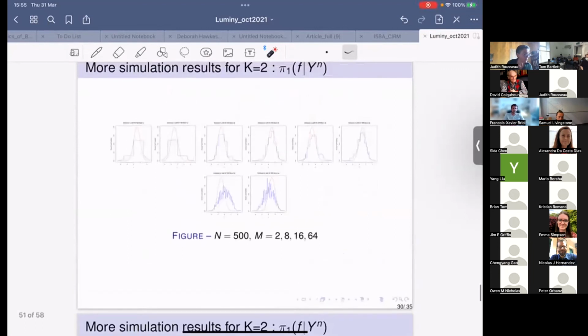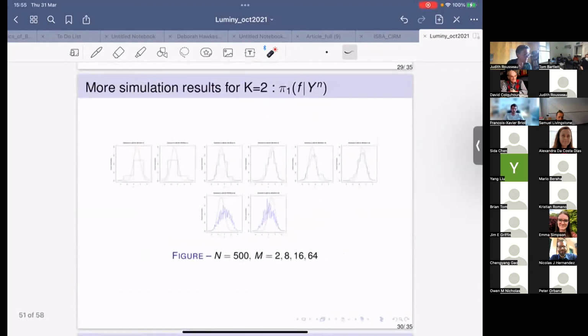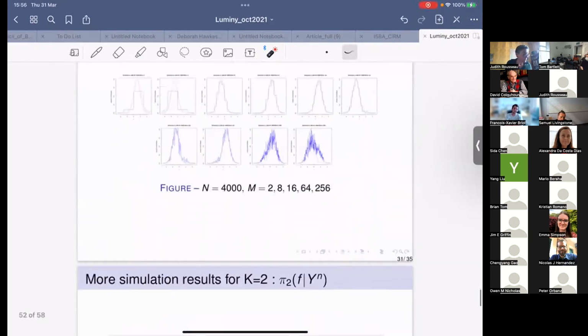And now these are for pi1, these are the estimates of the density. So 2 bins is terrible, of course. You increase the number of bins, it becomes crazy. And here it's not too bad, but it's not too good either, because you have 500 observations. And of course, it's piecewise constant, so it's not very good for a smooth density. And the same with more observations.